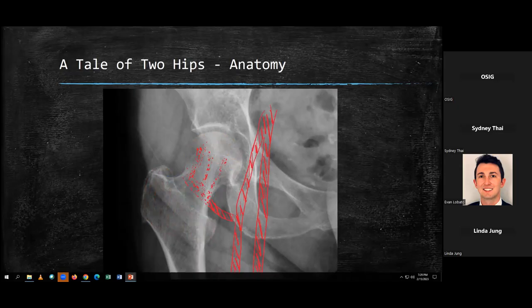Probably one of the more important things when we're treating fractures in the peritrochanteric or proximal femoral area is understanding the blood supply to the region, how the blood feeds the areas, where our fractures lie, and how that affects how we can treat certain fractures.